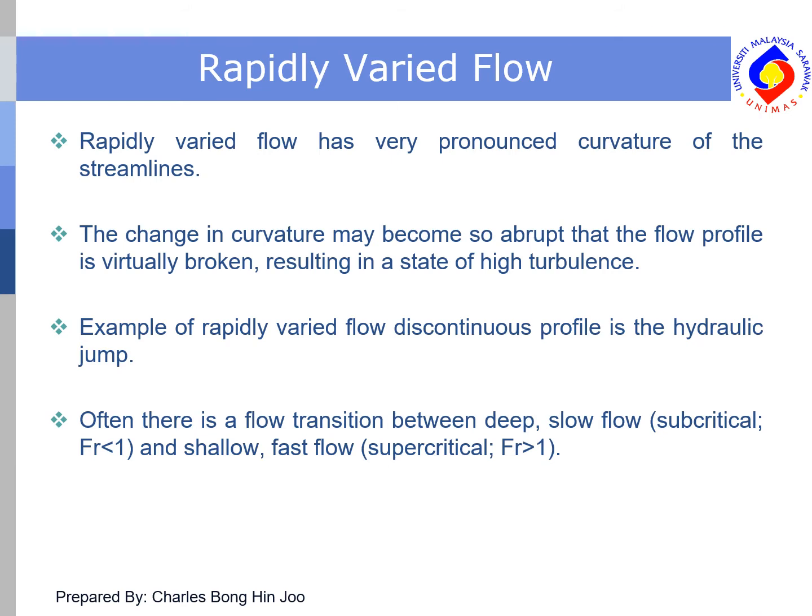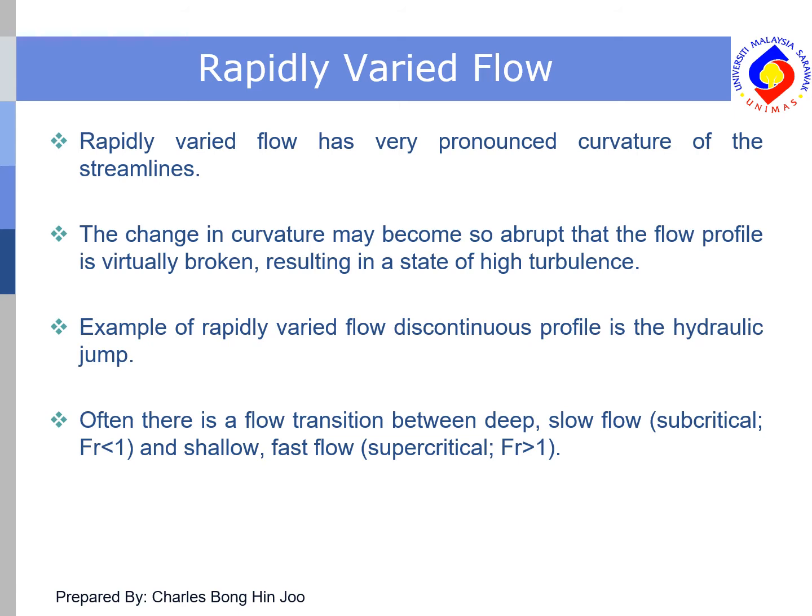Rapidly varied flow has a pronounced curvature of the streamlines, meaning that there is a curve in the streamline and it does not follow a smooth and straight flow path. Rapidly varied flow may become so abrupt that the flow profile is virtually broken, resulting in a state of high turbulence. Normally, rapidly varied flow occurs in a short distance or length along the channel. An example of a rapidly varied flow is the hydraulic jump.